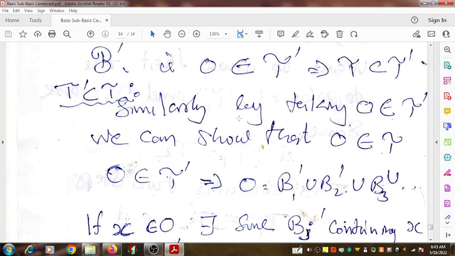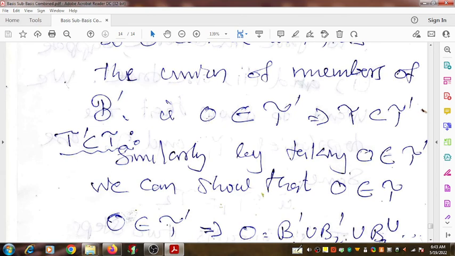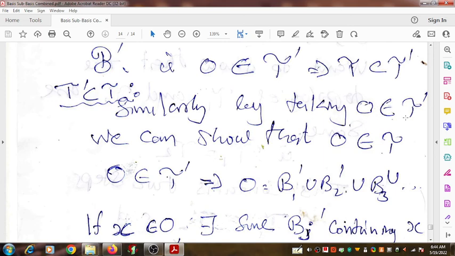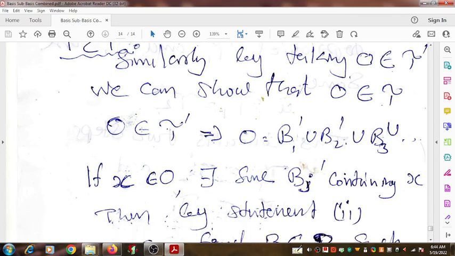So similarly, what should we do? In the first part, we started by choosing O, an open set in tau, and finally showed that O is present in tau prime, and so tau is a subset of tau prime. But here we have to choose an arbitrary open set in tau prime. So O is a member of tau prime, and we will show that O is a member of tau also, and thus tau prime is a subset of tau.